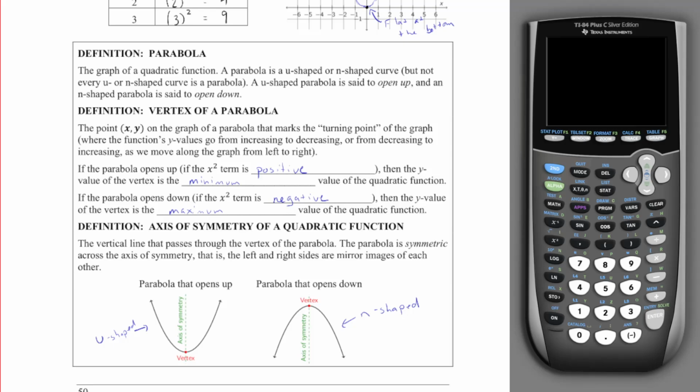The vertical line that passes through the vertex is called the axis of symmetry. And what that means is if we pick up the parabola and we flip it across the axis of symmetry, it looks the same. The parabola is symmetric across that vertical line. The left and right sides are mirror images of each other. So let's take a look at a parabola and let's see what we can say about its shape.